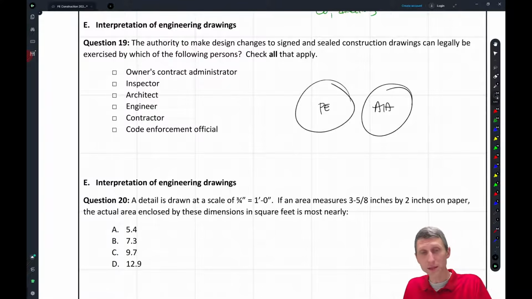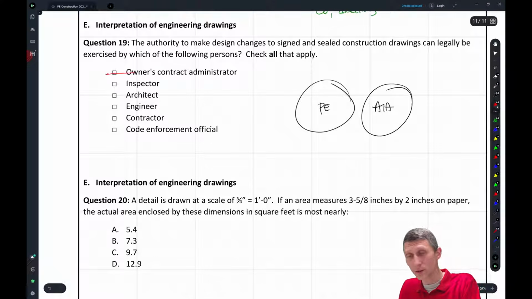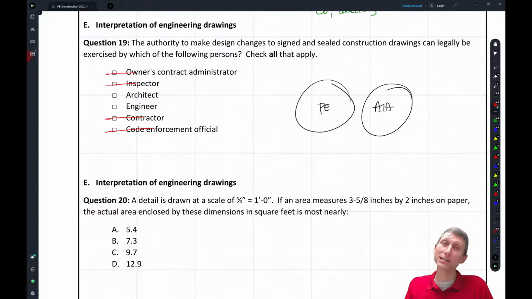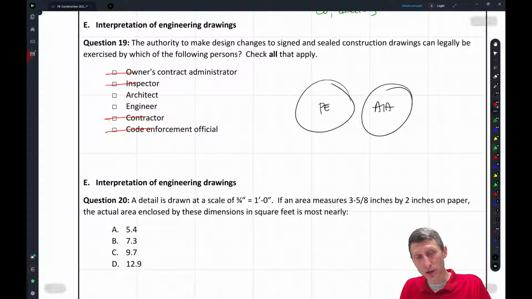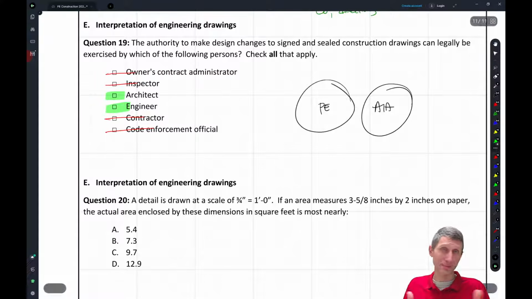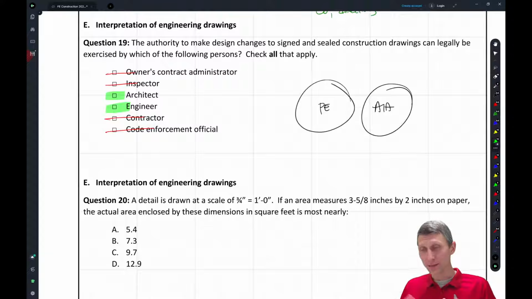So anybody else, if the owner wants to, they shouldn't be able to legally change your drawings. The inspector should not be able to change your drawings. The contractor should not be able to change your drawings. The code enforcement official should not be able to change your drawings, because your drawings are your drawings, right? It's your stamp, your drawing, you're the engineer, or maybe you're probably not taking the FE because you want to be an architect, but these are the only people that are allowed to change those drawings.